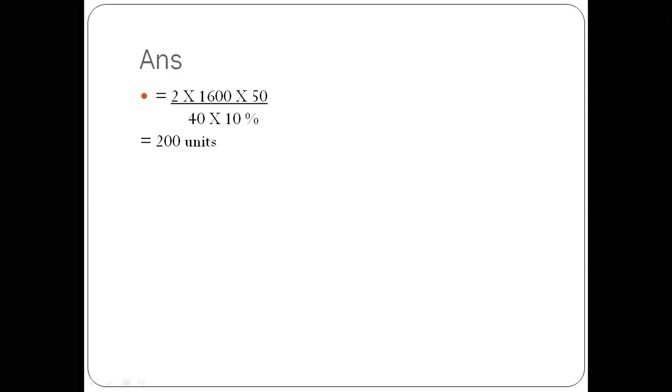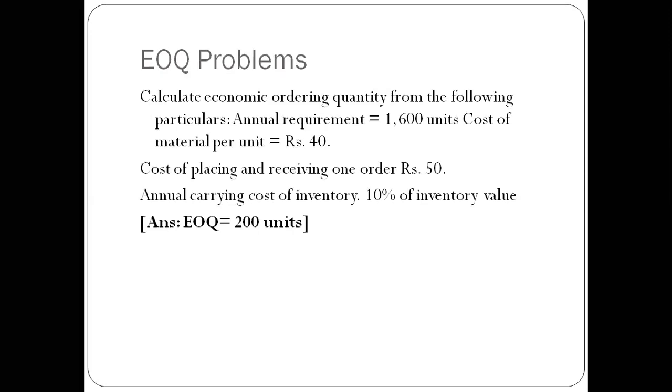Okay, if you are understanding this, we can go on to the next one. Again I will explain one more time. 1600 is the annual requirement. Only four values will be given, and these four numbers you have to apply in the formula. Annual requirement you can easily identify. But there is a confusion between the cost of material per unit and the cost of placing one order: where to put 40 and where to put 50. That is a major confusion. If you are very clear, you will get the clear answer. So it means 1600 into 50, 40 into 10. If you understand this, you can go with this answer.